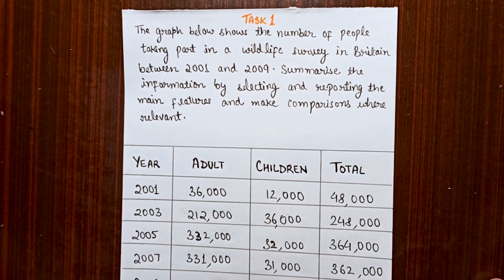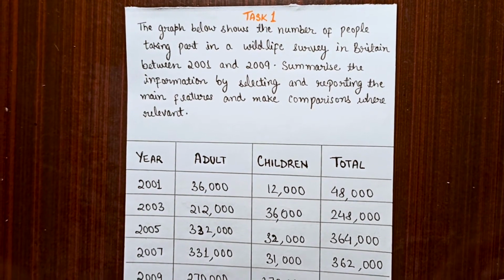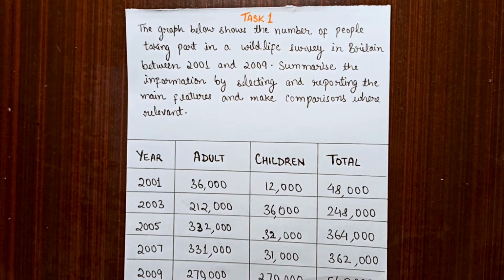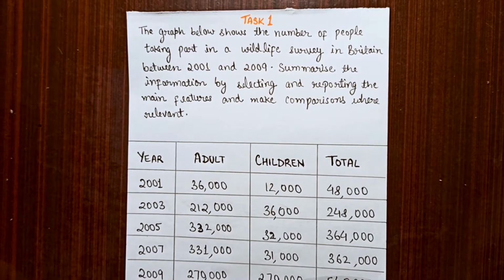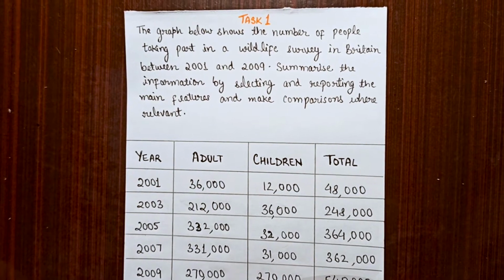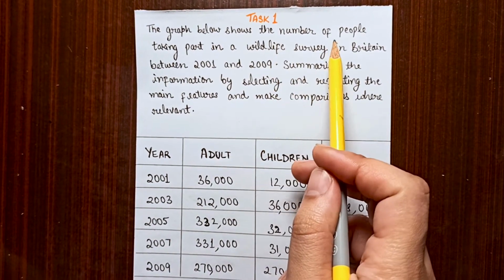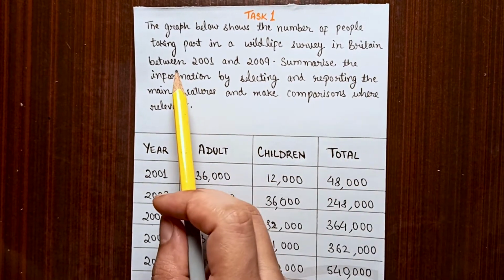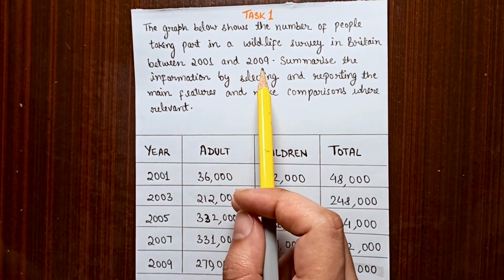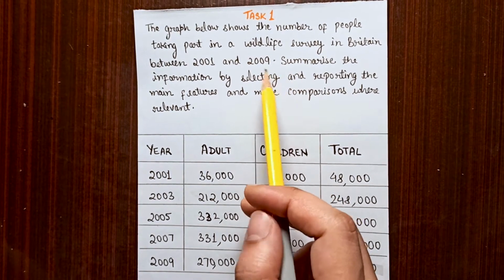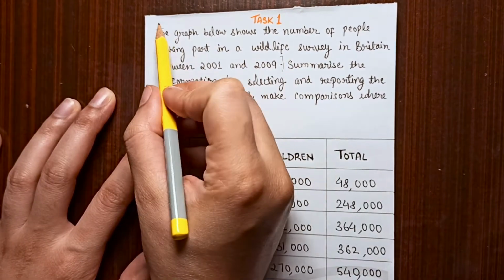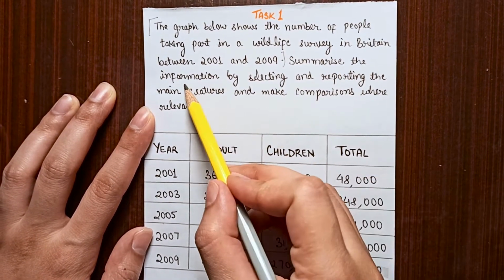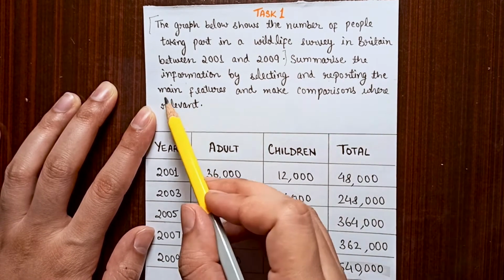In this video we will discuss Task 1, which was part of the examination held on 6th of August. The question was related to the tabular chart. The graph below shows the number of people taking part in the wildlife survey in Britain between 2001 and 2009. This is a statement which we need to rephrase. And the question says, summarize the information by selecting and reporting the main features.